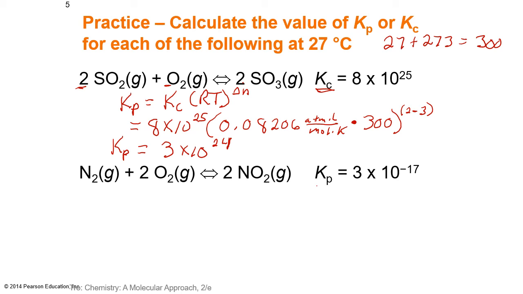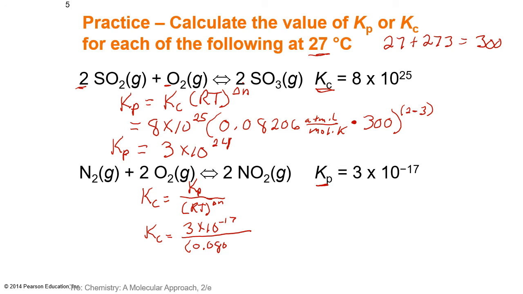All right, in our next example, we're given Kp. We want to find Kc. So we rearrange the equation. We're at the same temperature again, so now we can plug in our values. R is our constant, times the temperature, which again is the same for both of these. That should be okay.